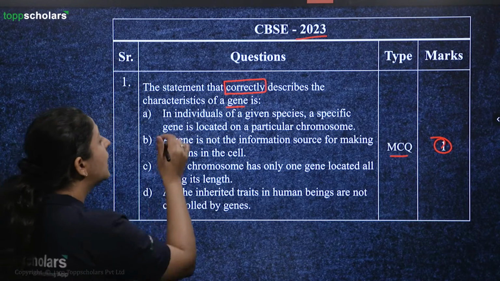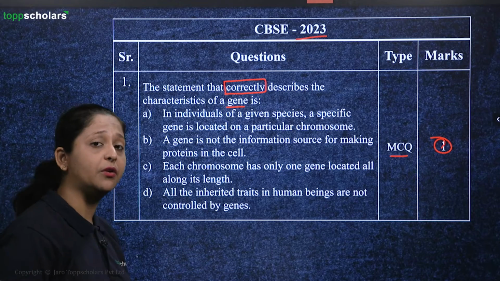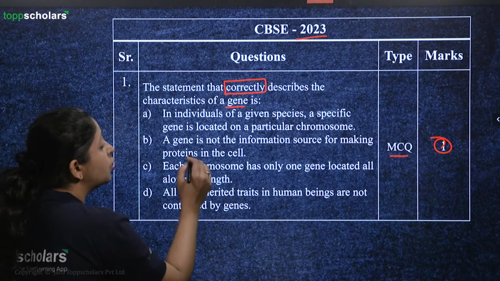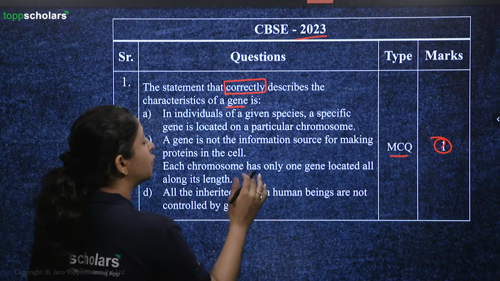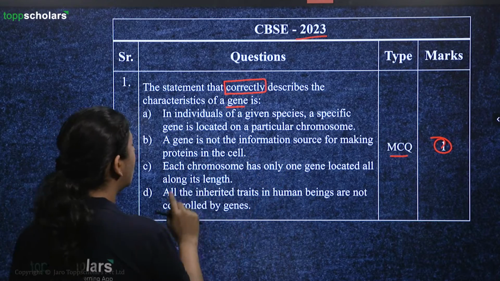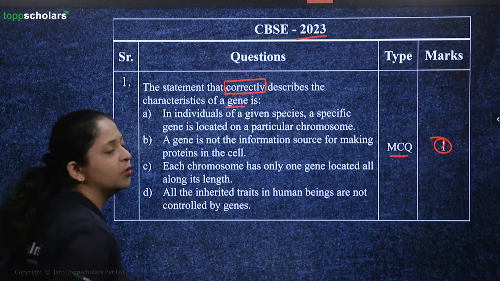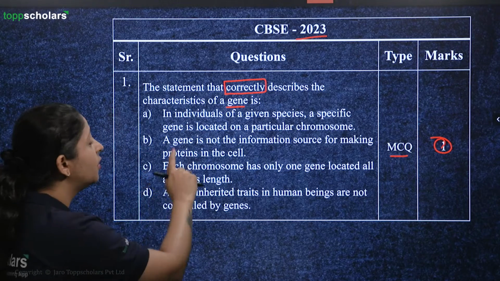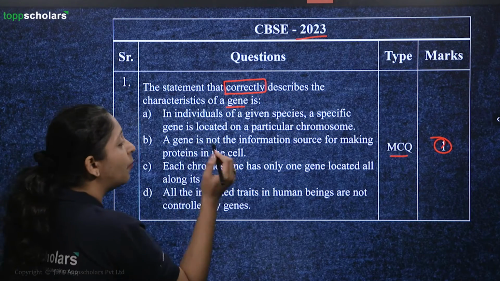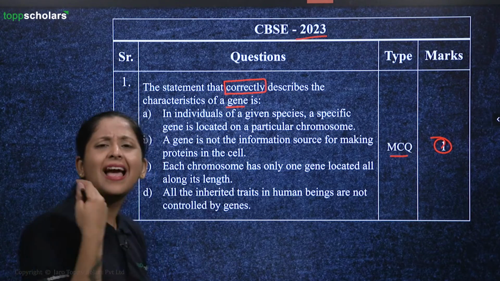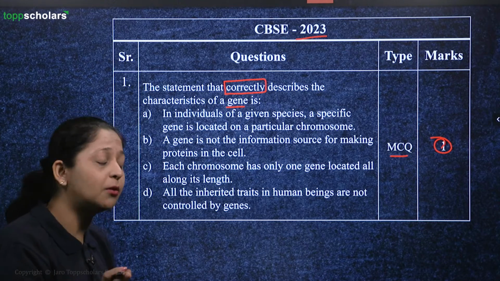The options include: in individuals of a given species, a specific gene is located on a particular chromosome. A gene is not the information source for making proteins in the cell. Each chromosome has only 1 gene located all along its length. All the inherited traits in human beings are not controlled by the genes. So they are asking you to determine the correct statement here. Depending upon what information you have about genes, you can eliminate a few options, even going into depth or reading them minutely.